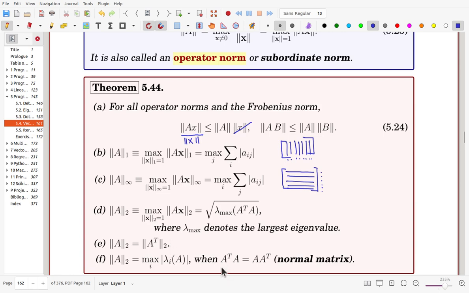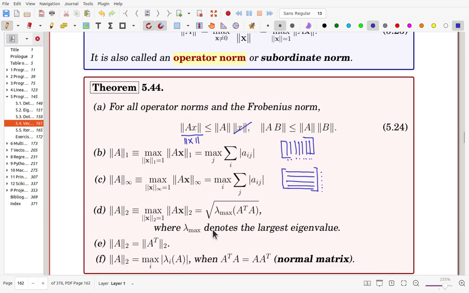And also, if A satisfies this equation, such a matrix is called a normal matrix. For example, if A is symmetric, then it is a normal matrix. Then here, the 2 norm is the largest one among the eigenvalues, but for a normal matrix some eigenvalues can be less than zero, so here in modulus we take the maximum. So that is the 2 norm.